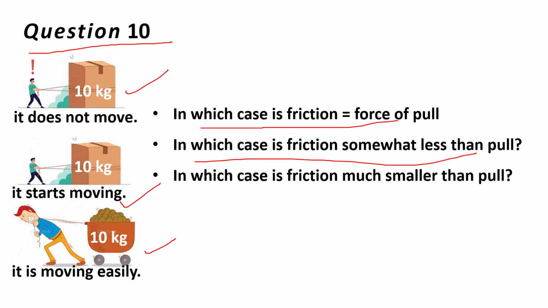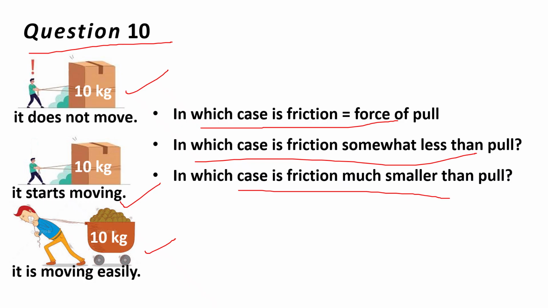And third, the last one, in which case is friction much smaller than pull? Case 1, friction equal to pull. Then second part of the question, friction somewhat less than pull. And third, friction much smaller than pull.